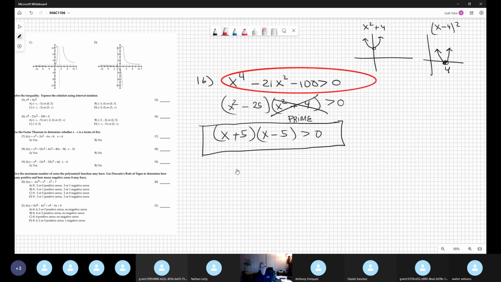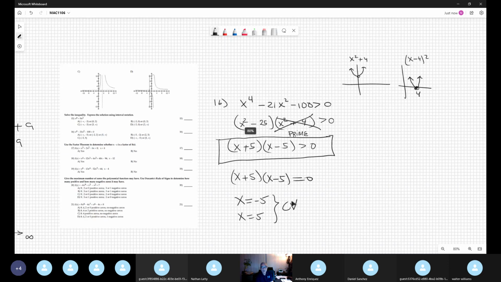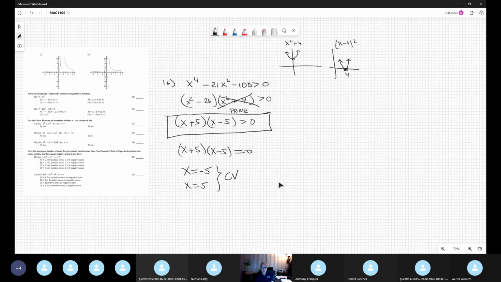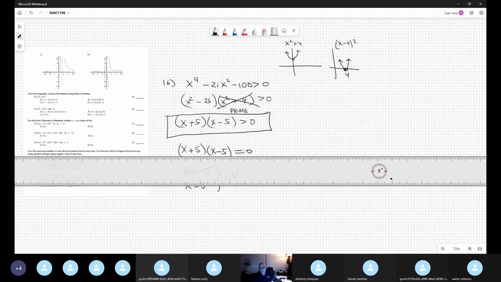Okay. To solve that, you temporarily convert to an equation. And the solution is -5 and +5. And these are my critical values. And using these critical values, I do a partition of my entire real number line. I put a line.